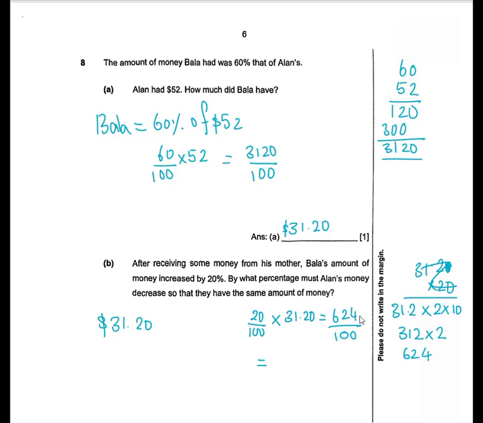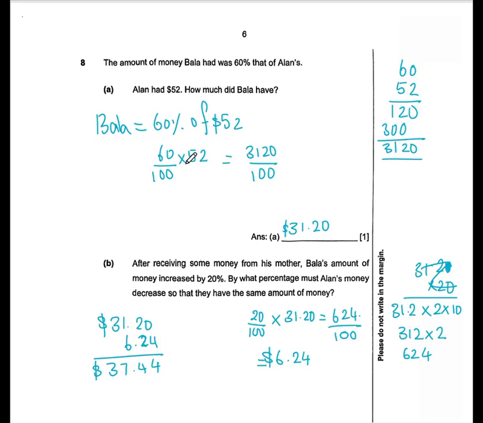And that is equal to, again, two zeros here. So the decimal point right now is here, $624.00. Since you're dividing by 100, which has two zeros, you have to move this dot 2 digits to the left. So it will be $6.24. So you add this here, so it becomes $37.44. That's what Bala has right now after receiving some money from his mother.